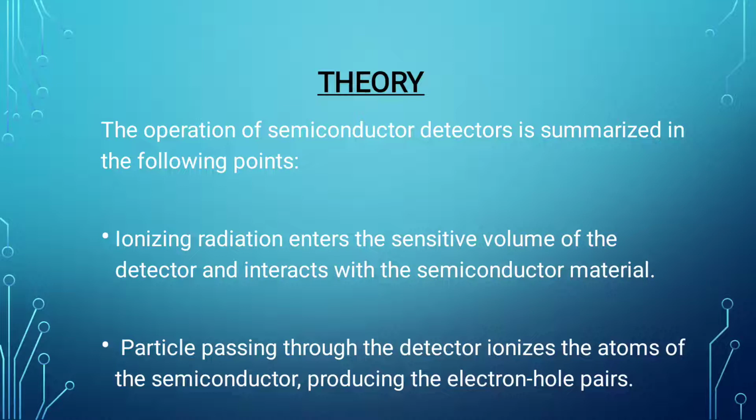Theory of semiconductor detector. The operation of semiconductor detectors is summarized in the following points. First, ionizing radiation enters the sensitive volume of the detector and interacts with the semiconductor material. Second point is a particle passing through the detector ionizes the atoms of the semiconductor, producing electron hole pairs.